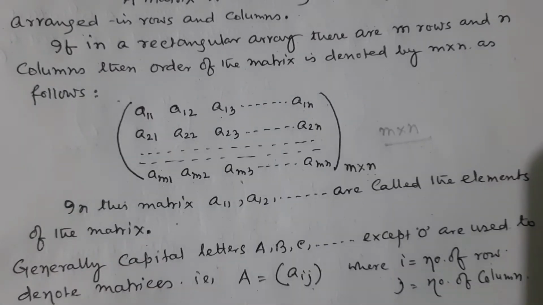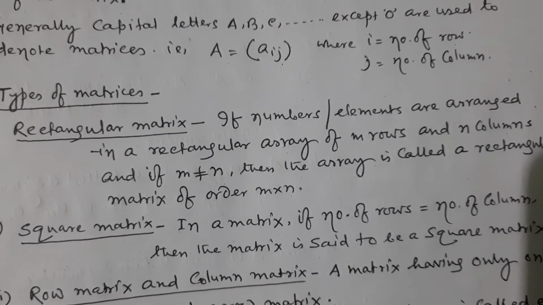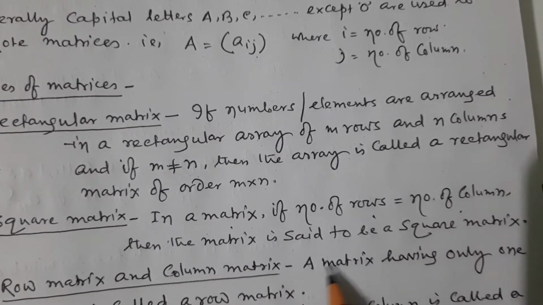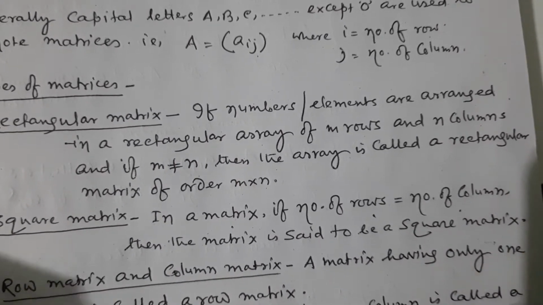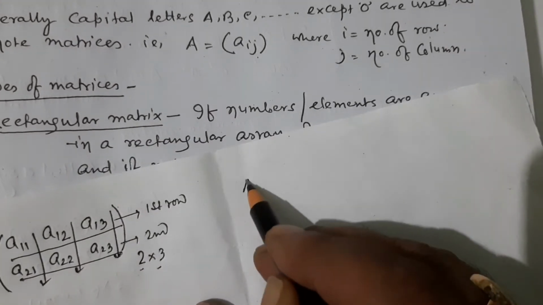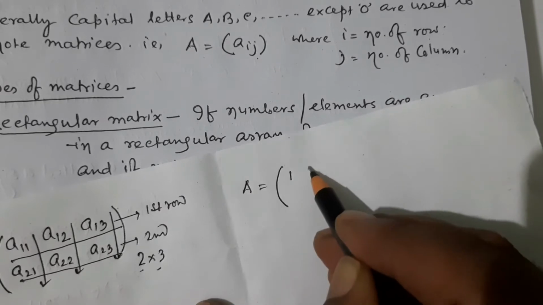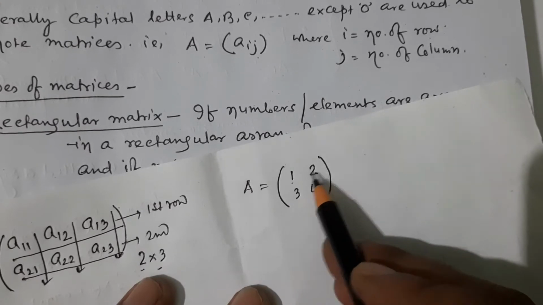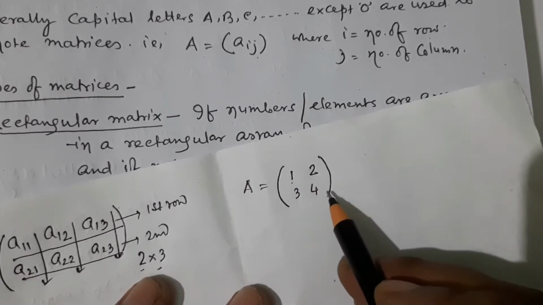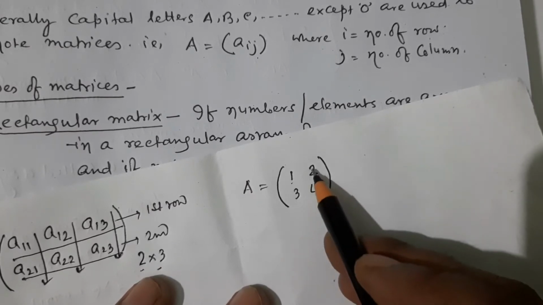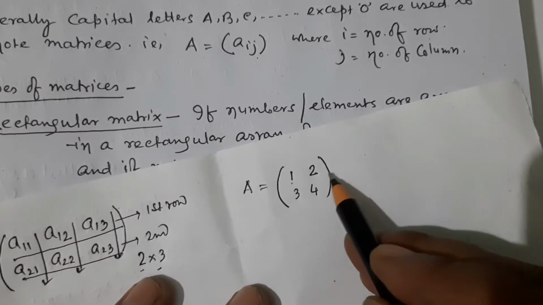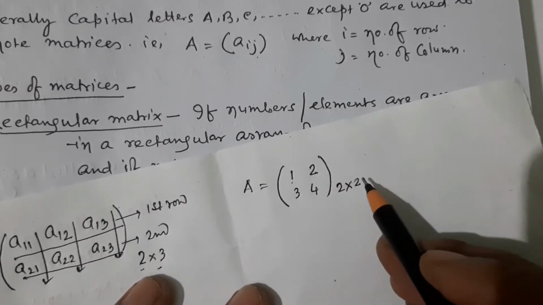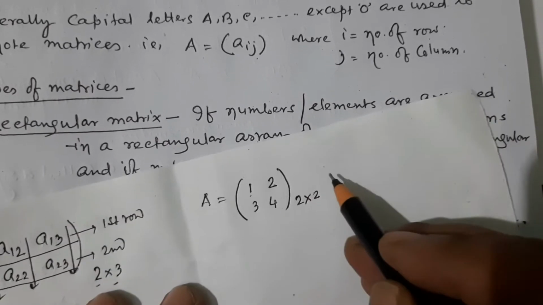A square matrix. In a matrix, if the number of rows equals the number of columns, then the matrix is said to be a square matrix. Example, suppose A equals 1, 2, 3, 4. In this matrix, 1, 2 lie in the first row, 3, 4 lie in the second row, and 1, 3 lie in the first column, 2, 4 lie in the second column. So the number of rows is 2, and the number of columns is also 2. This is denoted 2 cross 2. This is a square matrix.